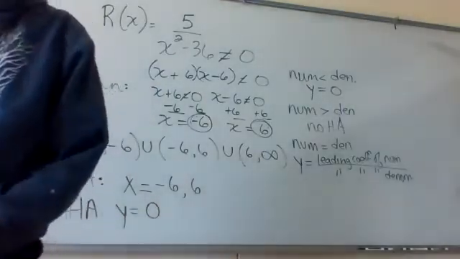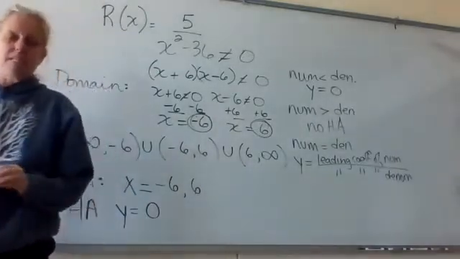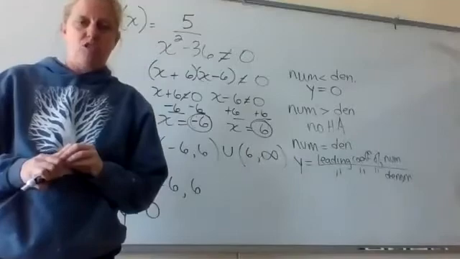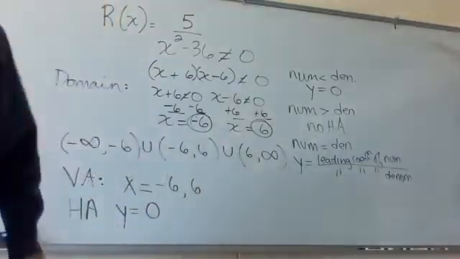Okay? There is a question about the oblique asymptote, and we're not going to work any problems that have oblique asymptotes. So that is always going to be, there is no oblique asymptote.